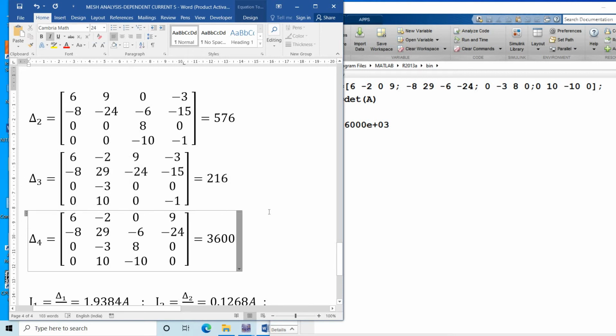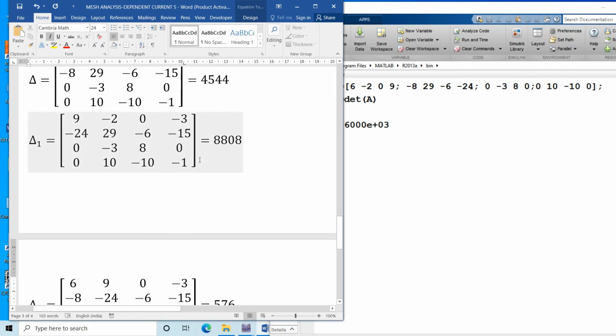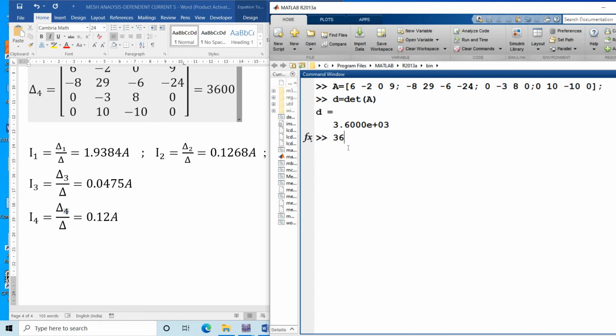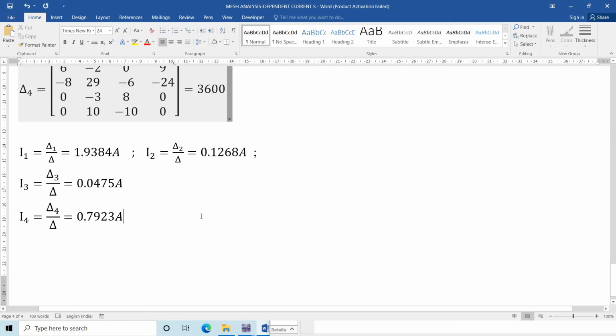Okay. And next I am going to find out I2, I3 and last I4. Okay. How to find out this? This is delta 3 divided by delta. And this is delta 4 divided by delta. Okay, now the value. That is, delta is 3600 divided by 4544. What is the answer? 0.7923. 0.7923 is the answer. Okay, these are the values obtained. In this way, you have to apply the MATLAB to find out the determinant.